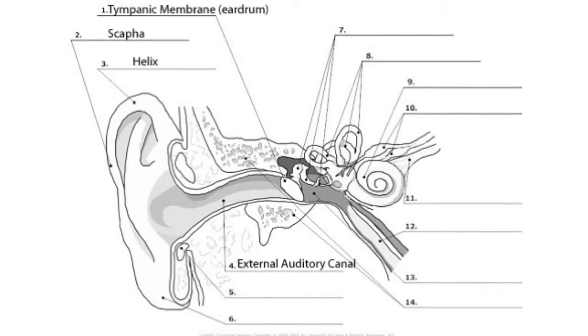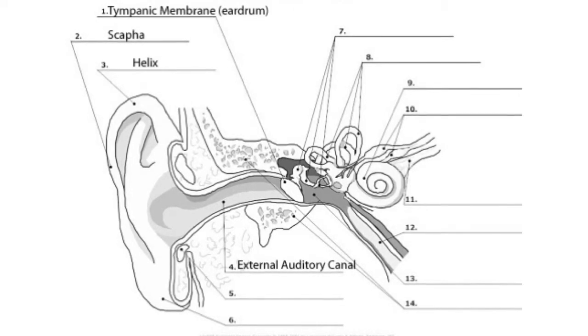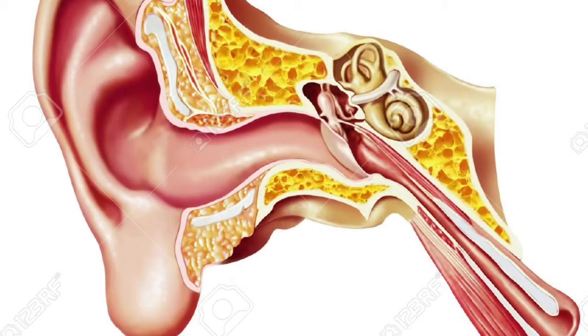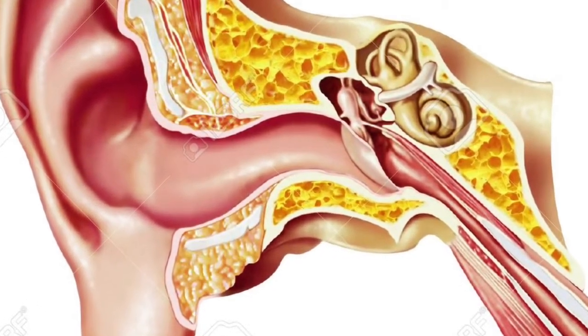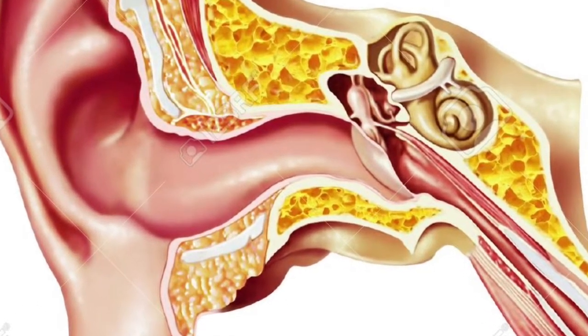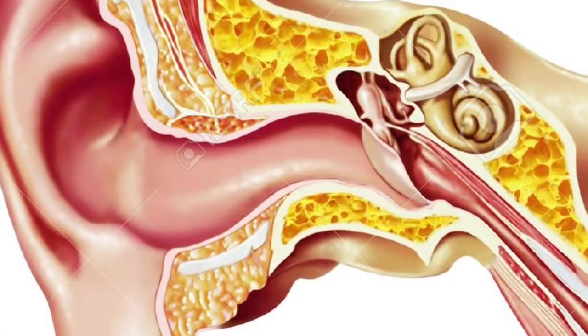This next part of the ear is called the external auditory canal. External auditory canal, or the ear canal, allows for efficient sound transmission from the environment to the tympanic membrane.